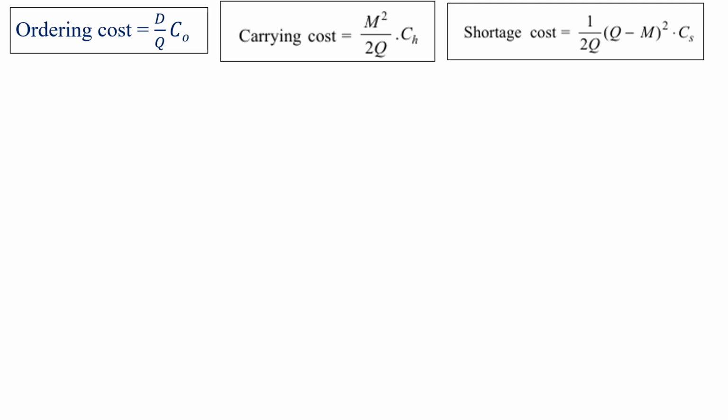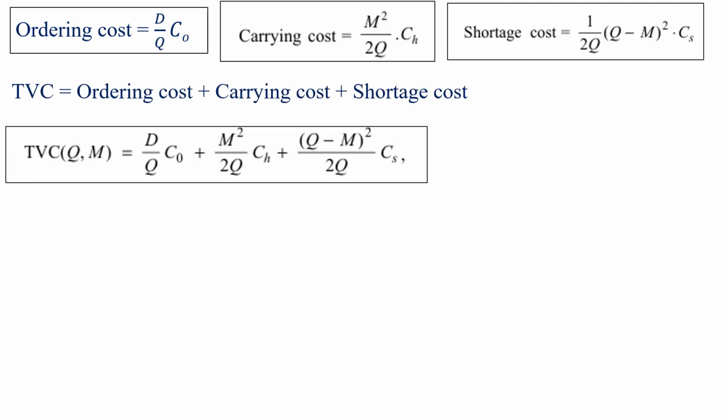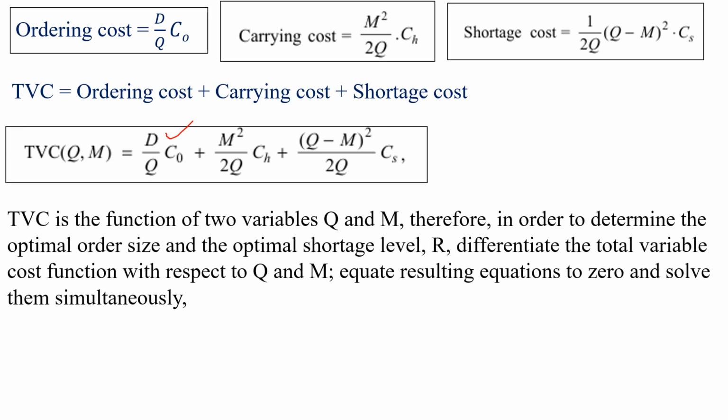So we know the carrying cost as well as the shortage cost. Then I have to write down the total variable cost, which will become the ordering cost, that is D by Q into C naught, plus the carrying cost, that is M square by 2Q into CH, plus the shortage cost, that is Q minus M whole square divided by 2Q into CS. Observe that the total variable cost is a function of two variables, Q and M. Therefore, in order to determine the optimal order size and the optimal shortage level, differentiate this total variable cost function with respect to Q and M. Here I am not doing any differentiation.